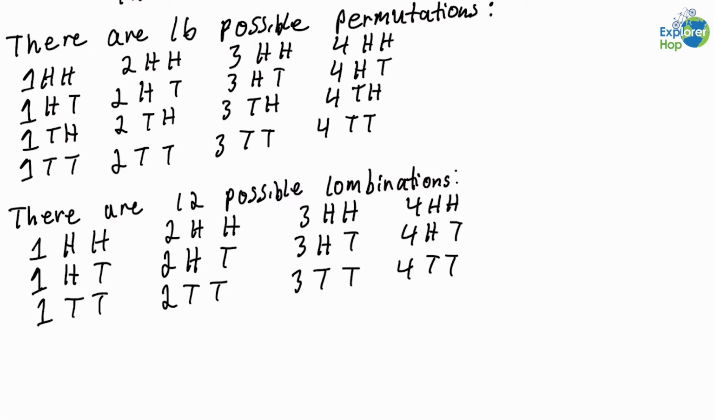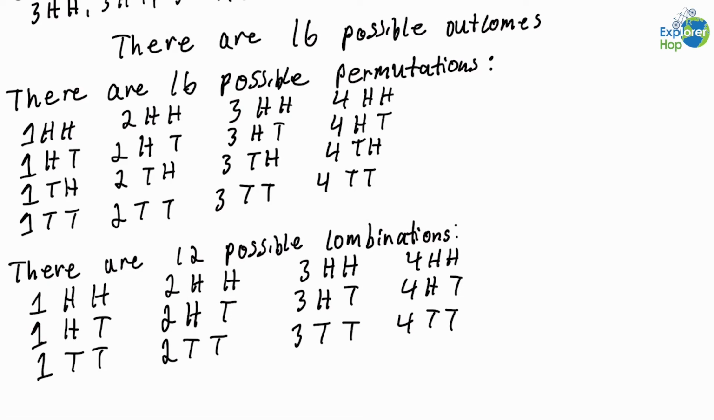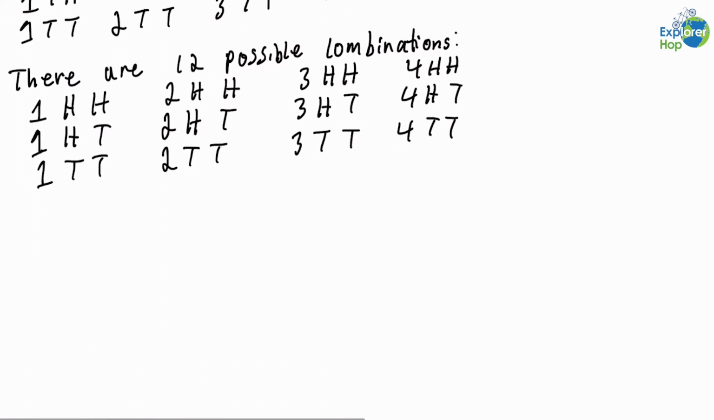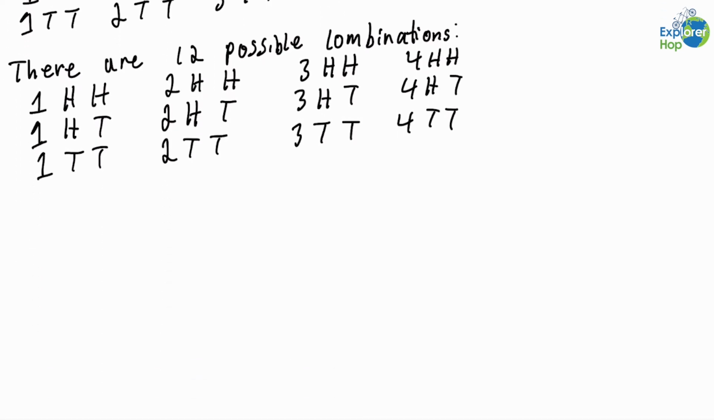So we treat the outcome, for example, where we have a 1, a head, and a tail, and the outcome where we have a 1, a tail, and a head, as the same, because order does not matter. So from our sample space, we can see that these two outcomes are treated the same, since order does not matter. These two outcomes are treated the same, and likewise, these two outcomes are treated the same, and these two outcomes are treated the same. And so as a result, this gives us 12 possible combinations.